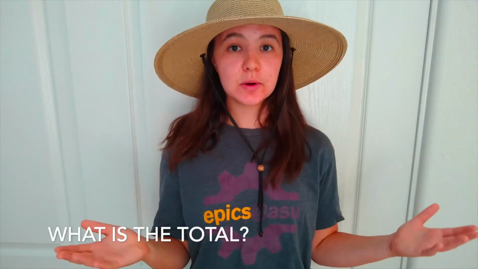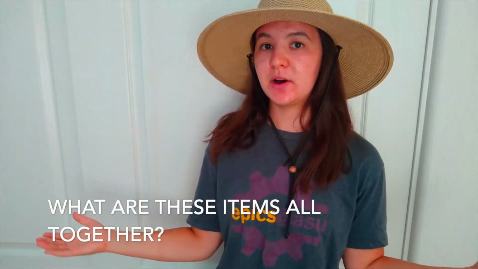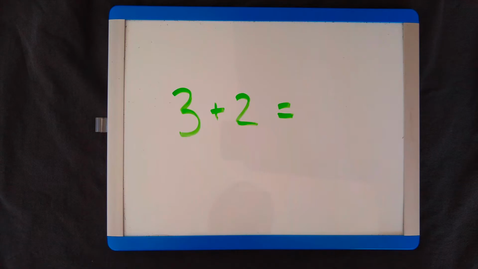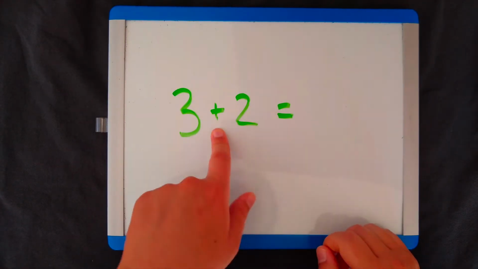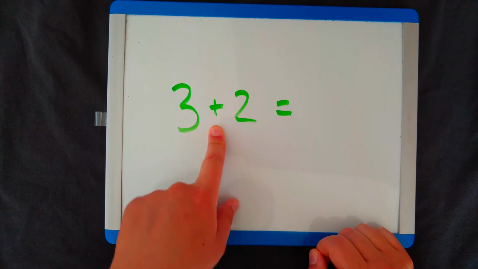Before we get started on our adventure, we need to review what addition and subtraction is. Let's review addition first. To add means to combine the numbers that you are given. It means to put them together. Some key words that usually tell you to add are: what is the total? What are these items all together? These are all phrases that indicate that you should be adding. The sign to add looks like a plus, like this right here, between 3 and 2.